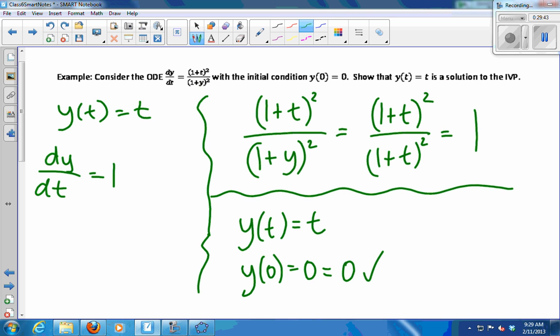So y of t equals t satisfies the ODE, right? Because both sides of my differential equation are 1 when I plug in appropriately. And y of 0 is in fact 0. So we showed that y of t equals t is a solution.